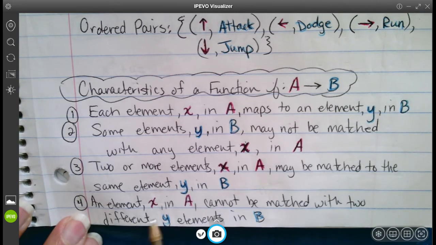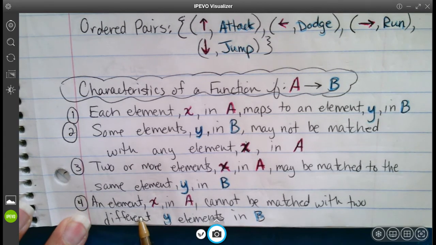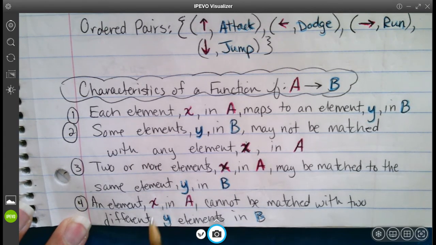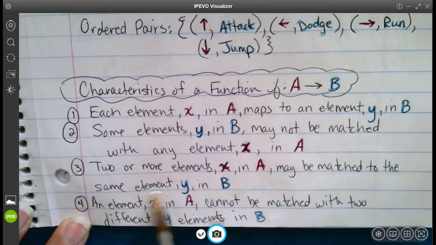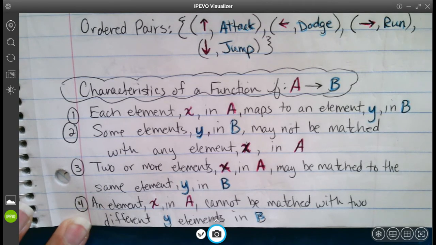And finally, an element x in A cannot be matched with two different y elements in B. That means x cannot be repeated, right? This is what most of us kind of associate with functions. You say, oh, well, the x can't repeat. And that is what this characteristic means here.